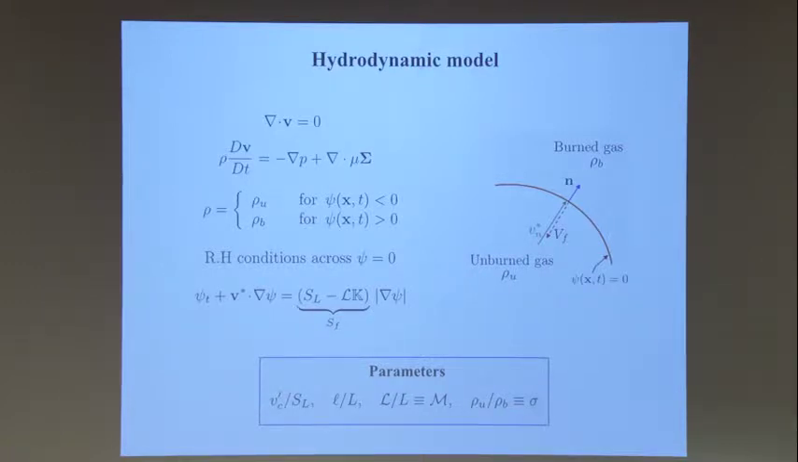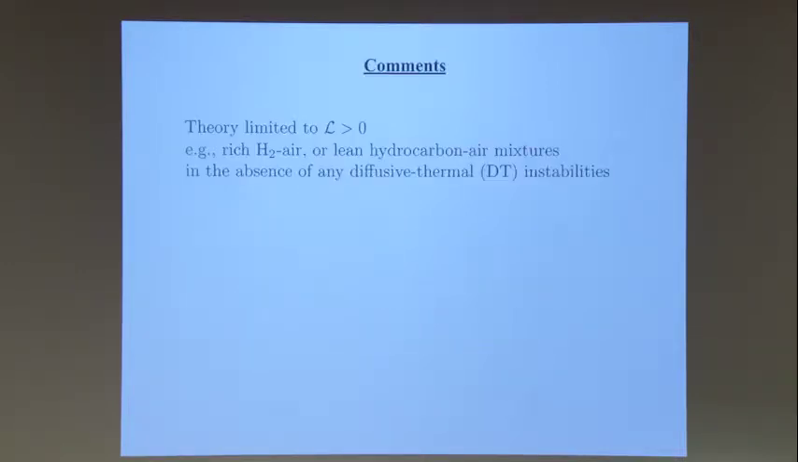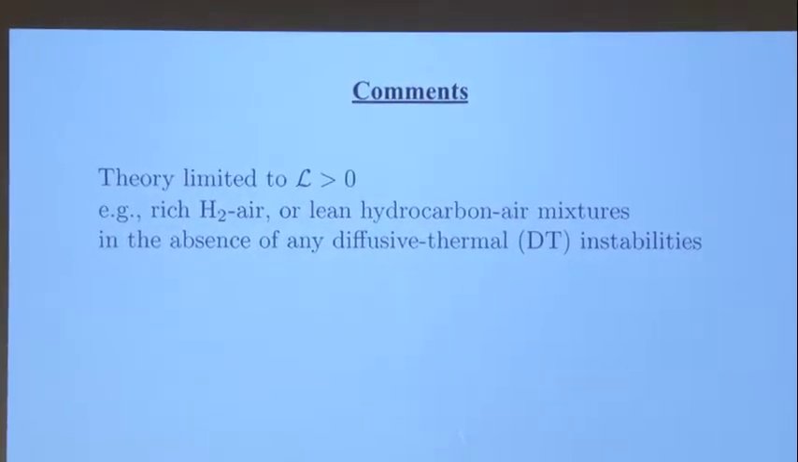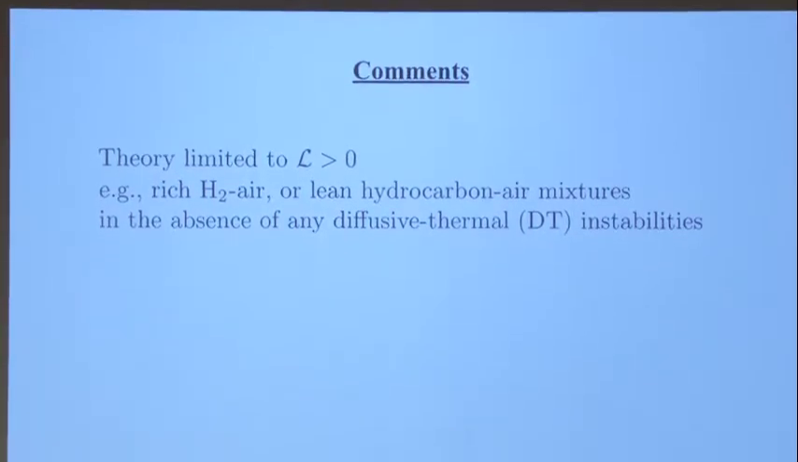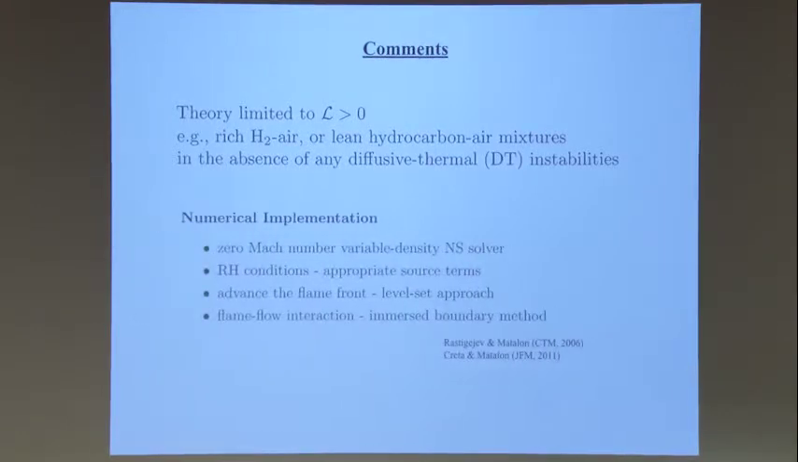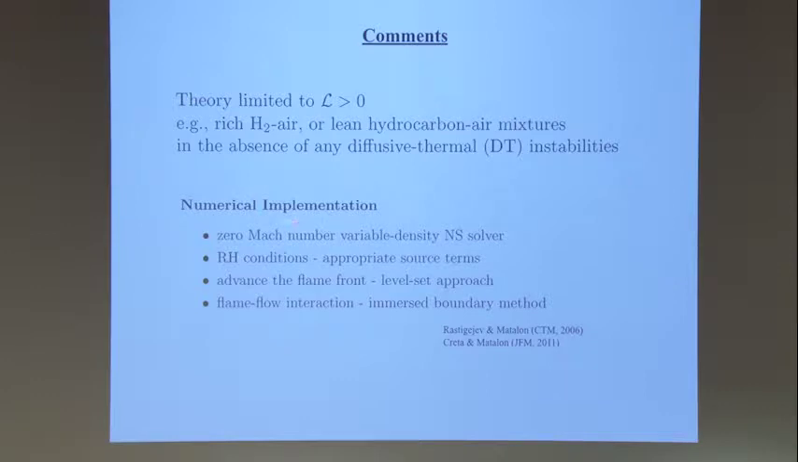Just to remind you that sigma is effectively the heat release, right? Because it's the ratio of density, so it's a ratio of temperature and so on. So the chemistry, or the combustion, is all hidden in two parameters: this sigma, which gives you the gas expansion, and this L, which gives you the diffusion properties of the mixture. Okay, and I want to remind you that the theory is limited to positive Markstein numbers. Unfortunately at this time we cannot do anything with negative Markstein number, because there the flame is further distorted by diffusive-thermal effects, and at the moment we don't have a theory to properly describe that.